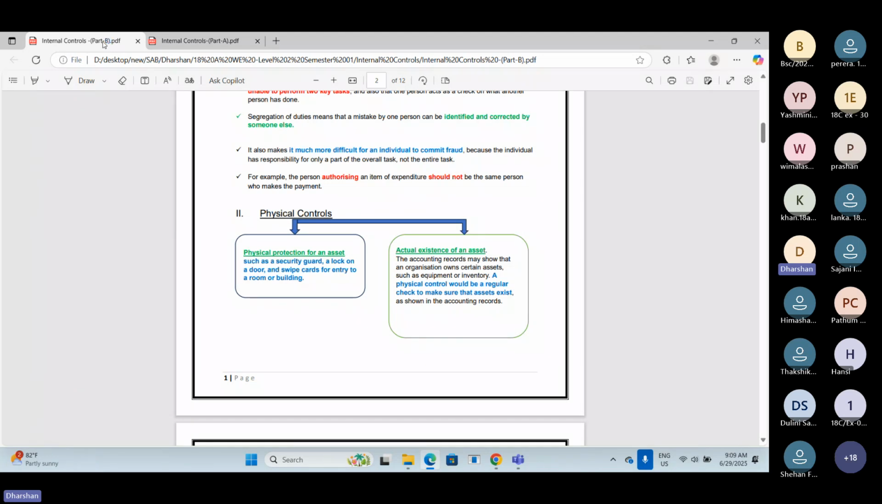Existence controls check, as of a particular date, whether assets exist. Okay, whether assets exist: inventory, PPE, whether those assets exist. So if you want to check that existence, those controls will come. Those controls will be considered as actual existence of an asset.